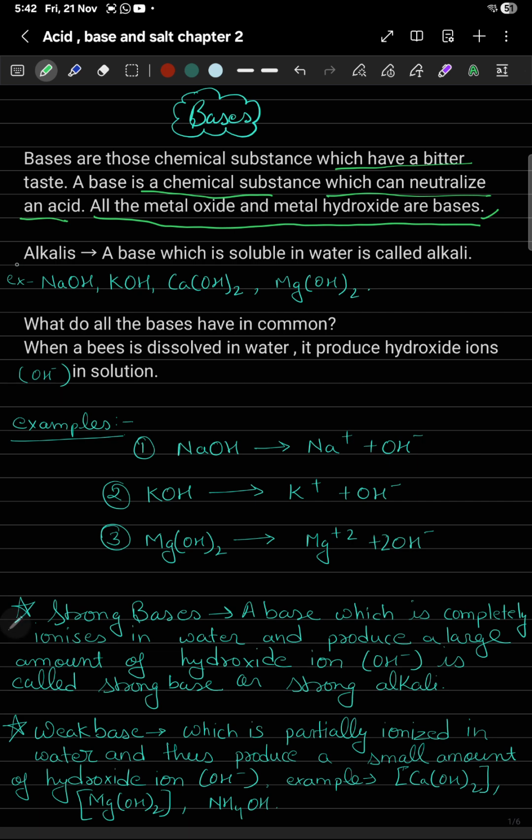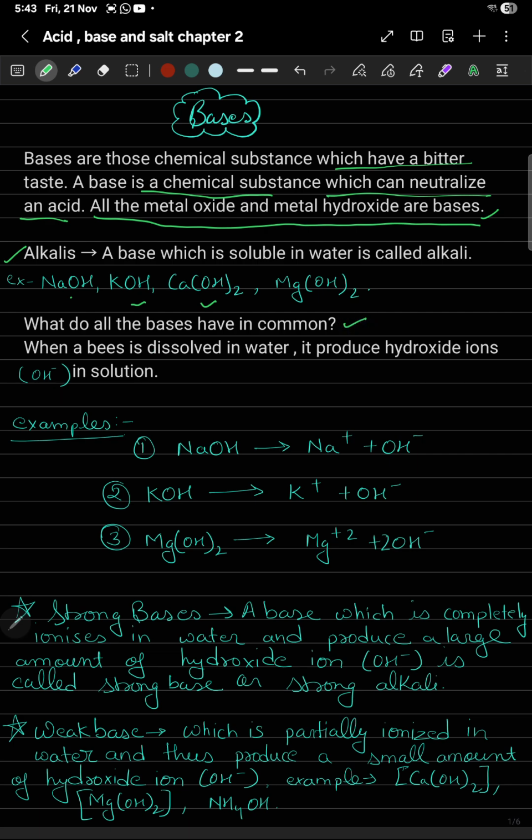So what is the meaning of alkali? There is a term here, and it is used a number of times in your books as well as in your class. So this is the meaning of alkali. A base which is soluble in water is called an alkali. When you dissolve the base in water, that gives you a solution that is considered an alkali. So NaOH, KOH, Ca(OH)2, Mg(OH)2 are all considered alkalis because they are dissolved in water.